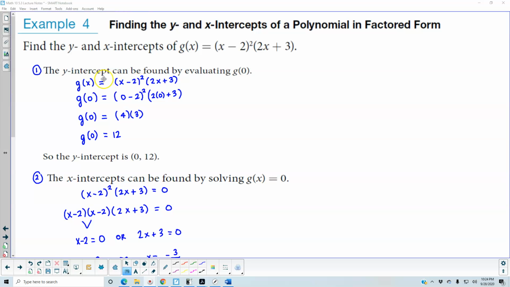So here's our function, and we're replacing x to be 0. So we're finding g of 0. So that means x now becomes 0. And then we're going to follow order of operations. Well, 0 minus 2 is negative 2. When we square it, it gives us 4. 2 times 0 is 0 plus 3 gives you 3. So g of 0 is equal to 12.